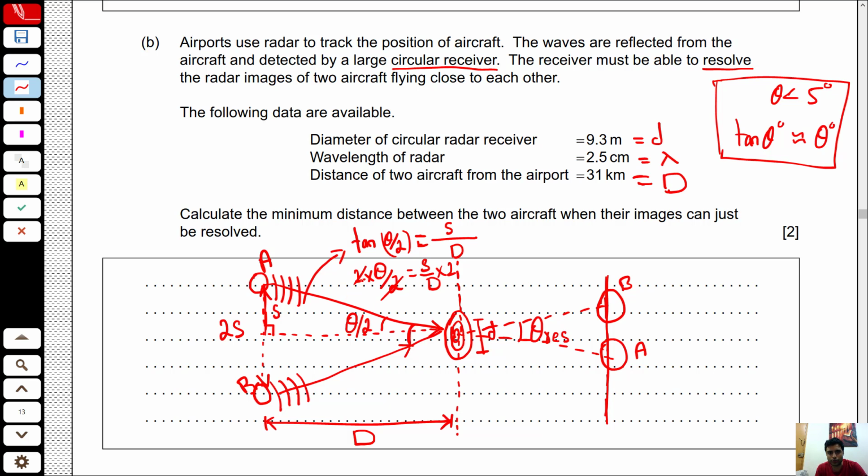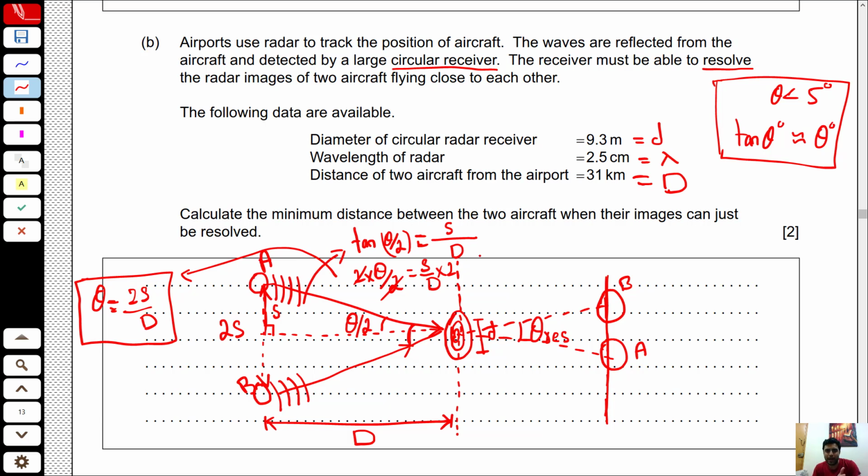So let me write down the equation here. We will get angle of diffraction equals 2s divided by D. This 2s is the distance between the two central maxima, which is actually the two aircraft. So this is the equation of diffraction that we should apply on this side at the aircraft. The angle of diffraction is equal to 2s over capital D.